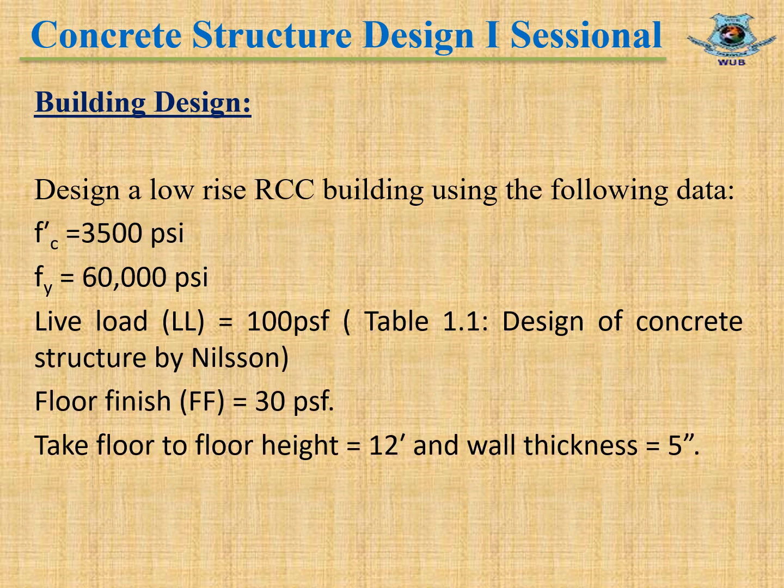Building design. To design the building, we will go through the following data. Compressive strength of concrete, f'c equal to 35,000 psi. Yielding strength of steel, fy equal to 60,000 psi. Live load equal to 100 psf. It will be found in Table 1.1, Design of Concrete Structure by Nilsson sir. This book has been uploaded in e-learning. Floor finish equal to 30 psf. Take floor to floor height equal to 12 feet and wall thickness equal to 5 inch.